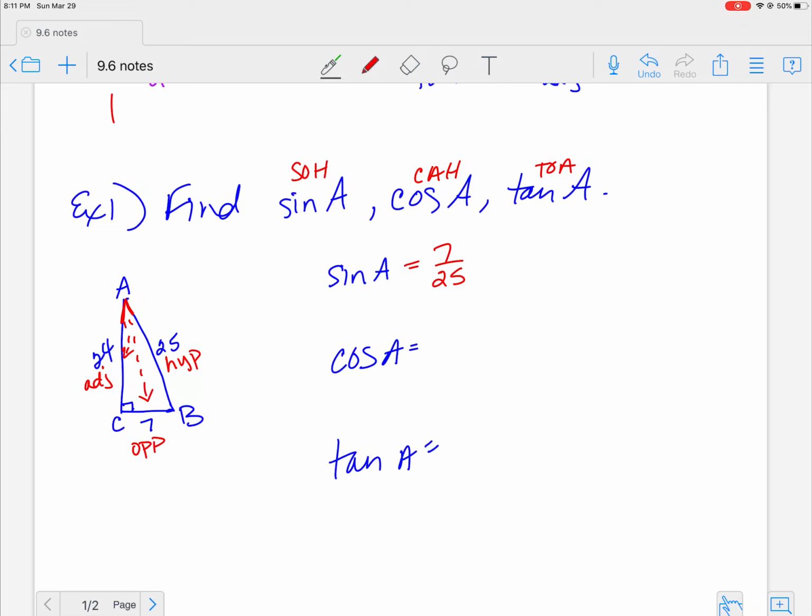Cosine and tangent. Oops, this is A, not theta. All right, so cosine here is adjacent over hypotenuse.